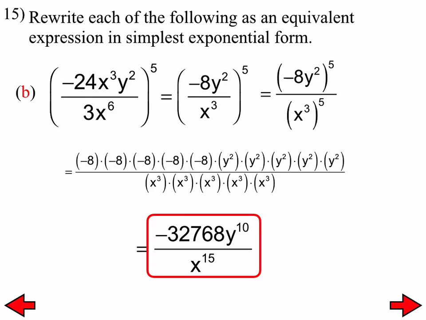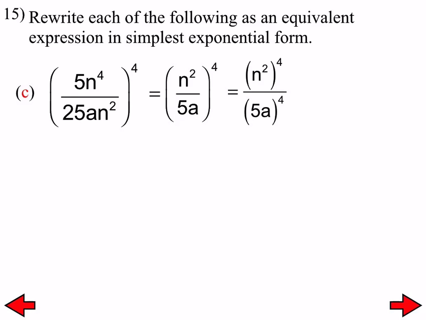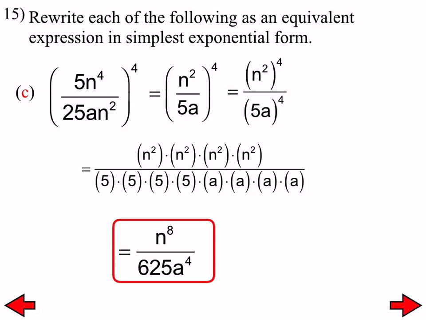And then part C, simplify within the parentheses, following the order of operations, gives us this. Then we utilize the power of a quotient property. Think of it this way, extending the product, and we end up with n to the 8th over 625a to the 4th. Any questions?